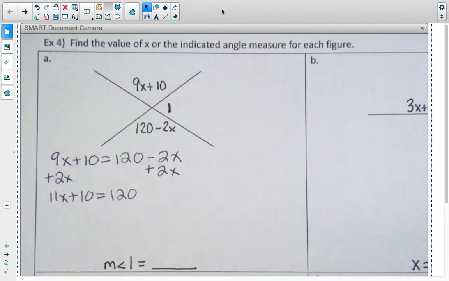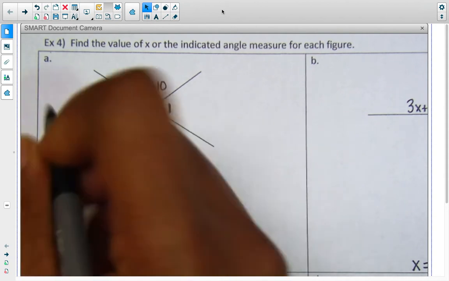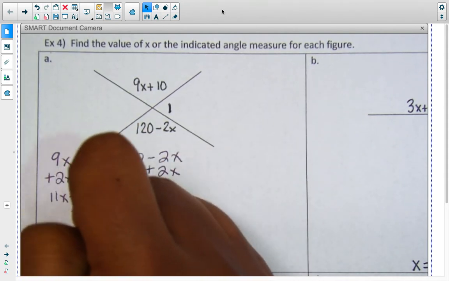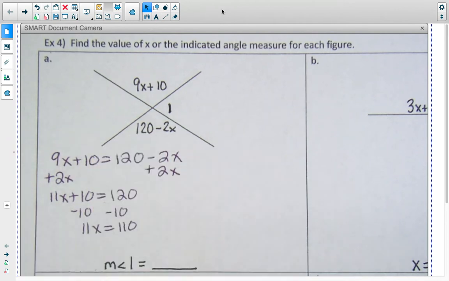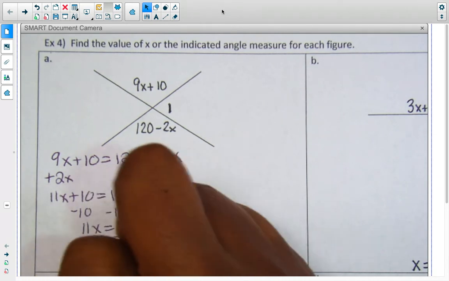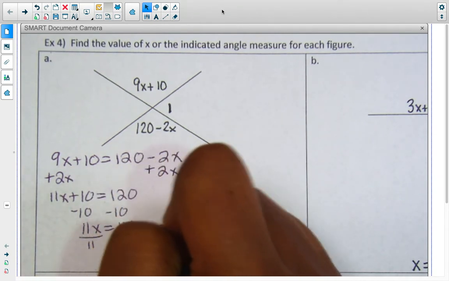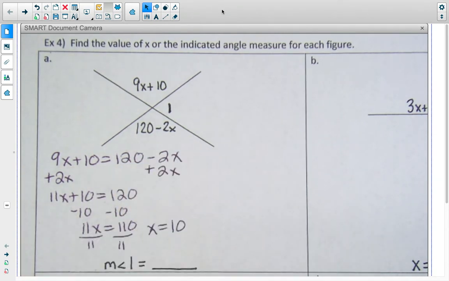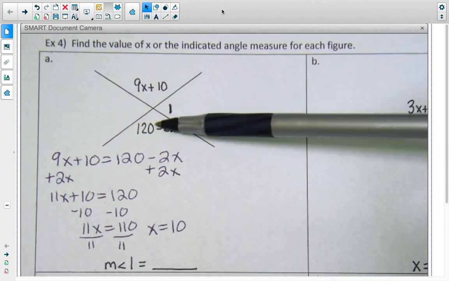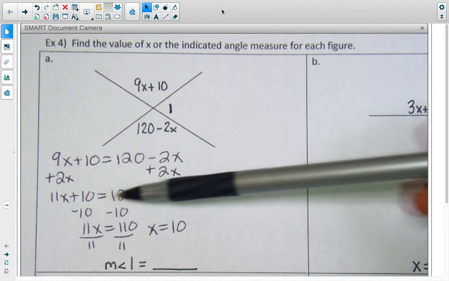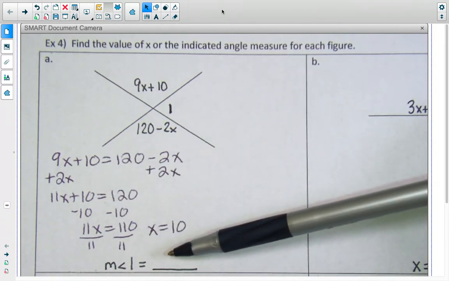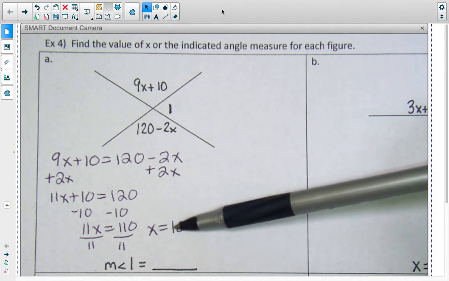My hand will be out of the way in just a minute here as we solve these equations. Subtract 10 from both sides and divide by 11. So x equals 10. Okay. Not finished with the problem. All I've done so far is set these equal to each other because they were vertical angles. We did opposite operations where you do the one side, do the other side, all that good stuff. So that helped me figure out that x is 10 degrees.